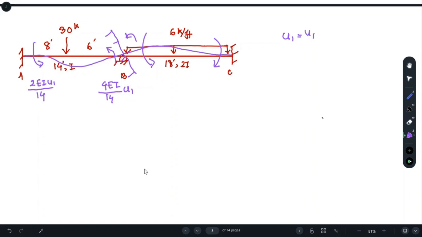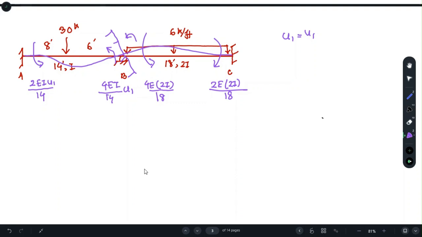And here the moment will be 4EI, where the I is 2I over, sorry, not 14, it is 18 feet. And the moment here will be half of this moment, which is, sorry, not 4E, 2E. So half will be 2E, I is 2I over L. So these are the moments we are getting due to the application of the displacement.